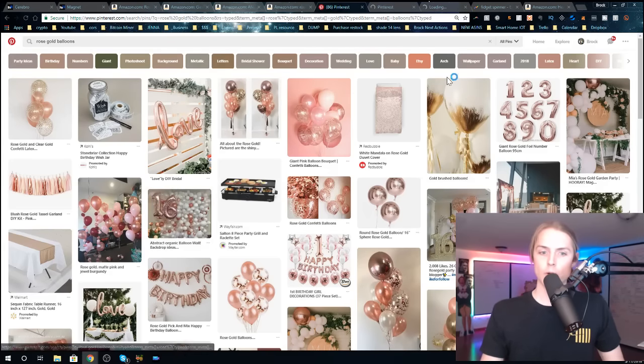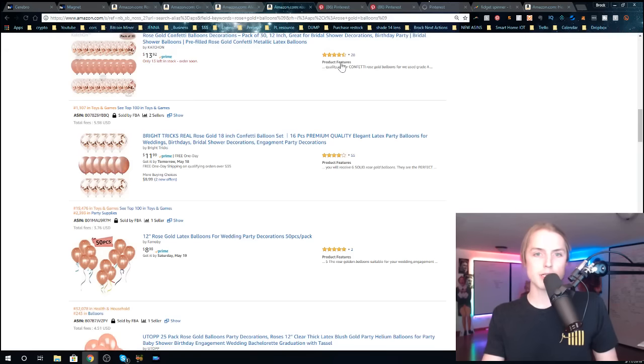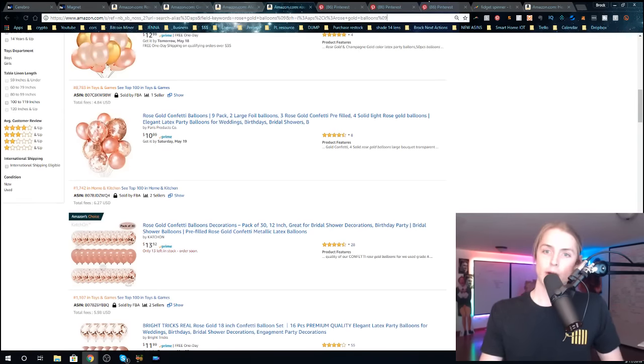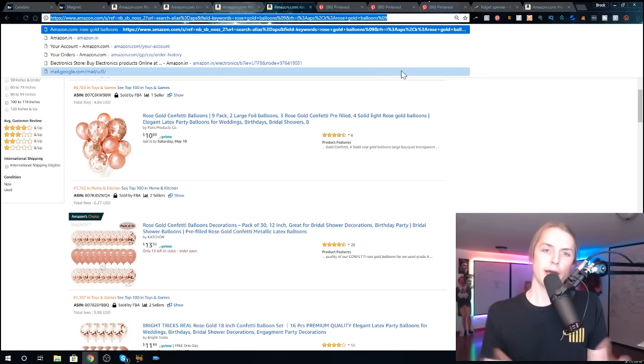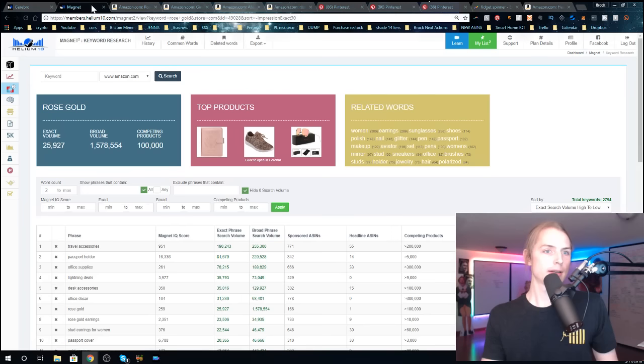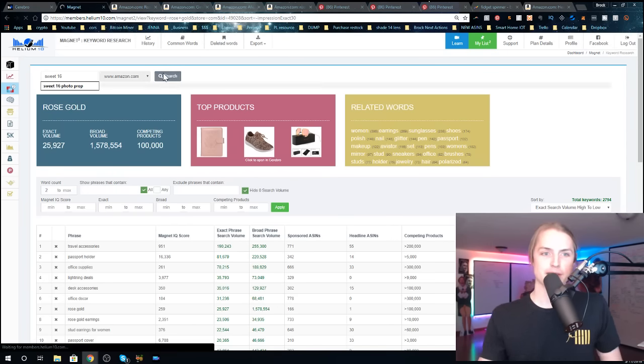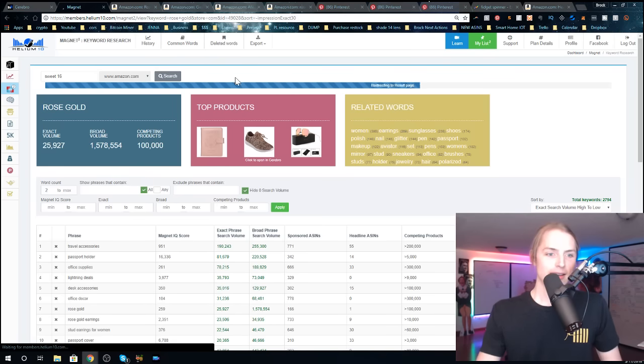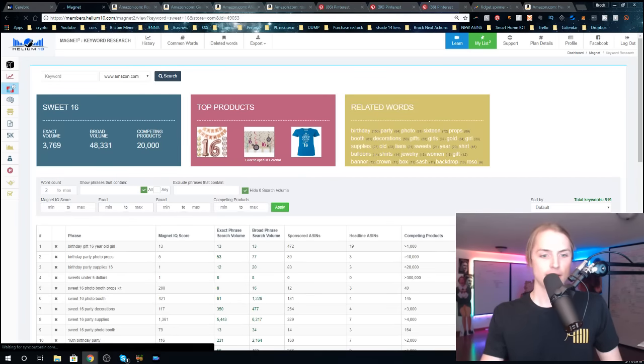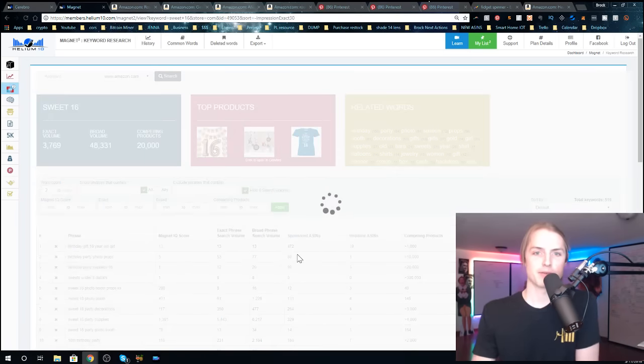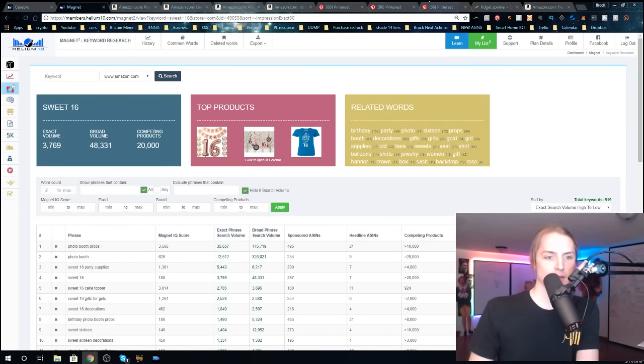16. Ooh, 16. There's sweet 16 party supplies. Okay, and I'm guessing that these are women. I can't imagine many guys buying rose gold. So if we type in Sweet 16, because I've looked up Sweet 16 before, I'm pretty sure there's quite a bit of search volume happening for Sweet 16 party supplies. Yeah, so there's 5,000 right here.